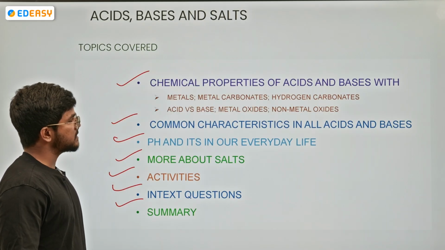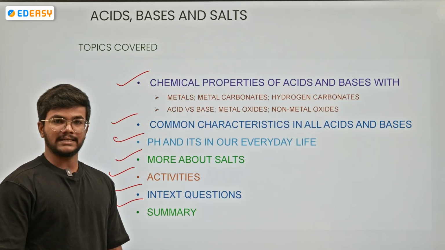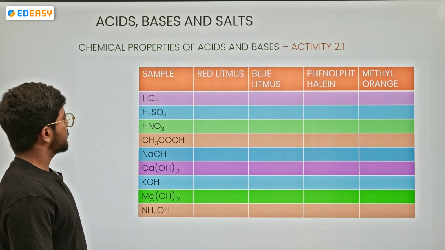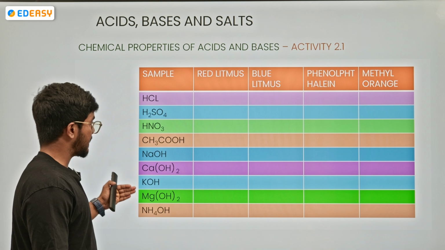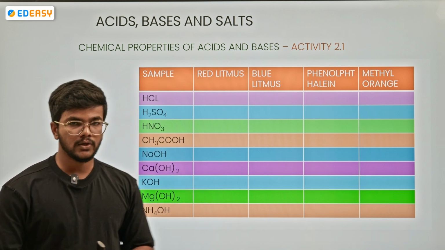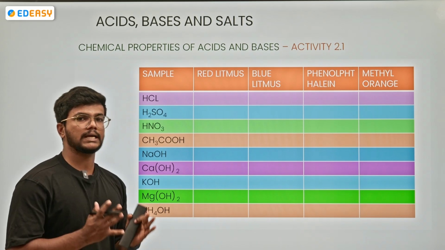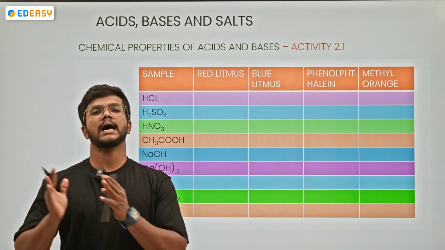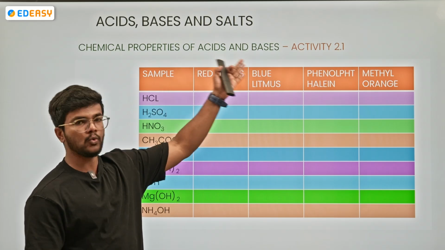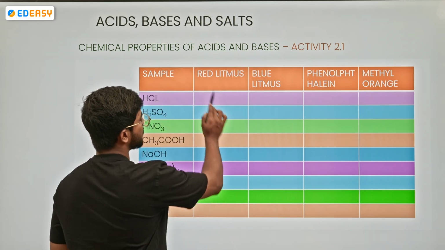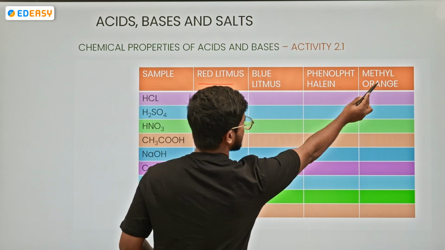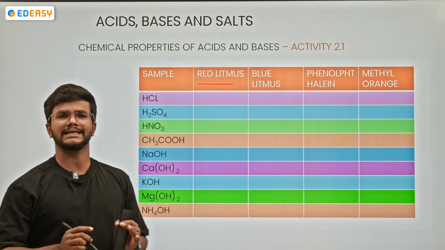Okay. So first, the chemical properties of the acids and bases, we will understand with Activity 2.1, in which we have taken some chemicals, which may be acids, bases and salts. We will understand which chemicals are acids and which are bases with this experiment. In that we have red litmus, blue litmus, phenolphthalein indicator and methyl orange indicators. So what are these indicators?